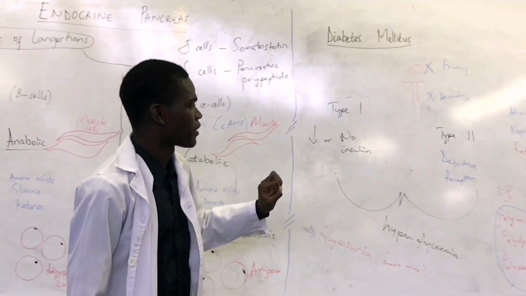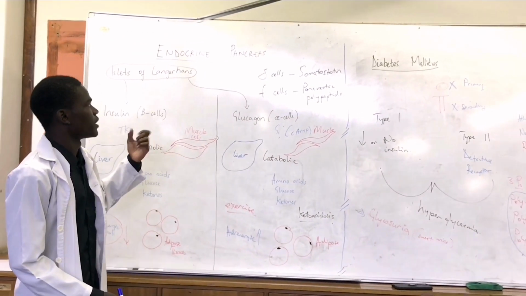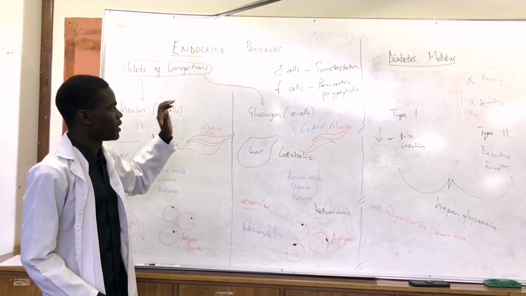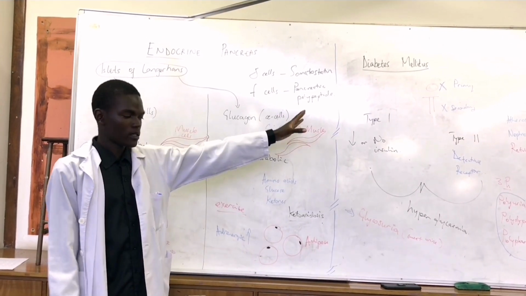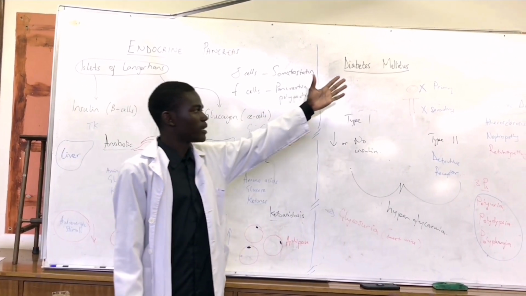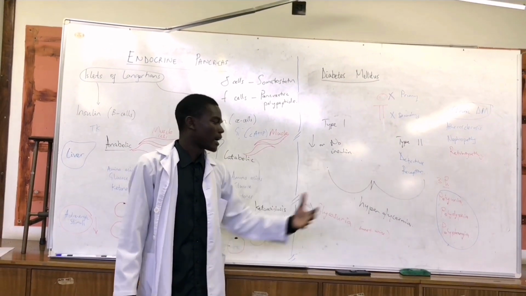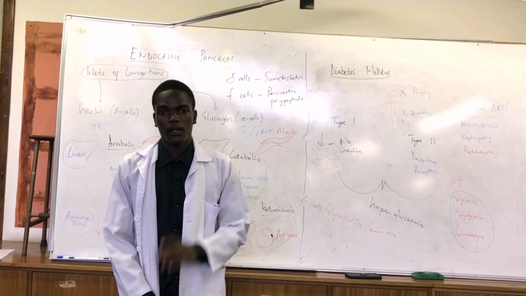So I think this is all I have about the endocrine pancreas, insulin, glucagon, somatostatin, pancreatic polypeptide, diabetes mellitus, and chronic diabetes mellitus. I think this is all.